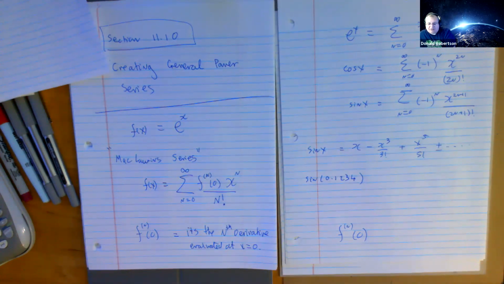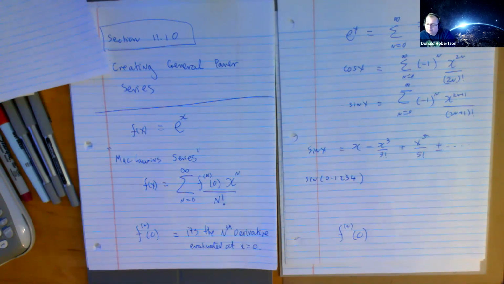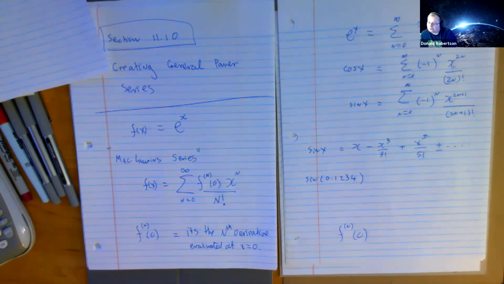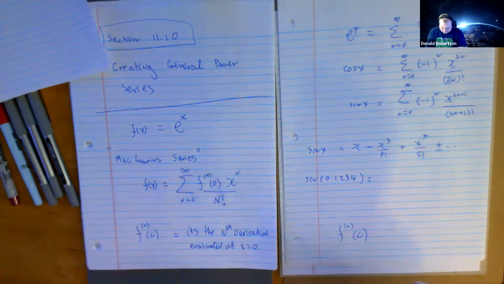Last time e to the x didn't do a very good job, and I had to use 4 terms. The right answer is 2.7128, and I got a lot of 6s. It wasn't great. It was getting there, but it would take a while. Do you think this one's going to do a better job? I'm only going to use 3 terms. Okay, let's find out.